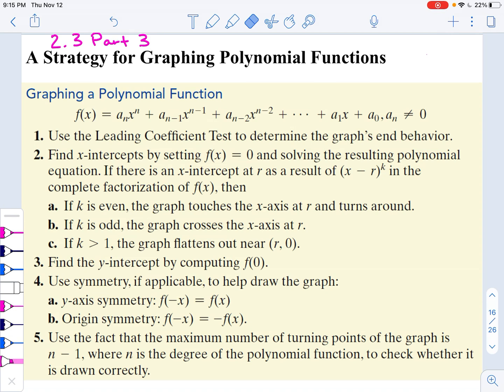Step number 3, we're going to find the y-intercept by computing f of 0. So that's going to give us another point on our graph. That's going to be an exact point. Step number 4 says use symmetry, if applicable, to help draw the graph.